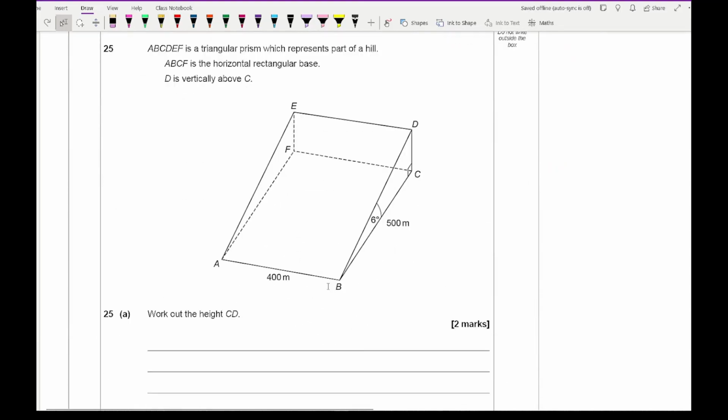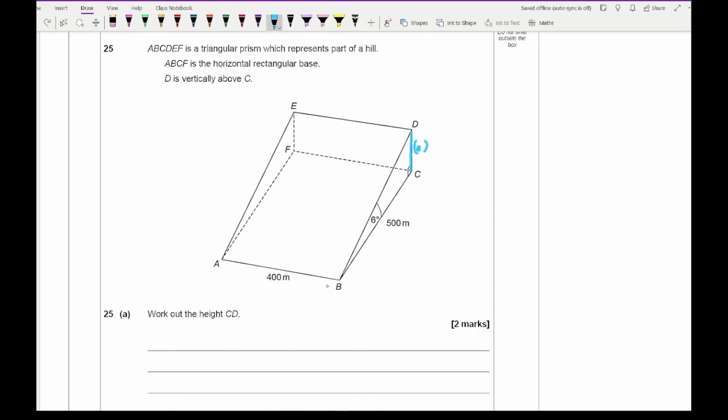Then for question 25, it says ABCDEF is a triangular prism which represents part of a hill. ABCF is the horizontal rectangular base, and D is vertically above C. And the question is asking us to work out the height of CD. So what we're looking at is we're trying to work out what this length here is.